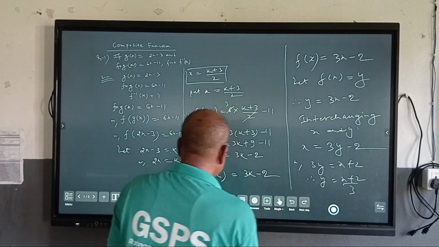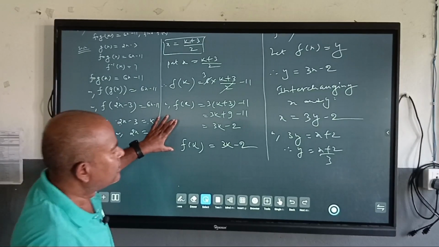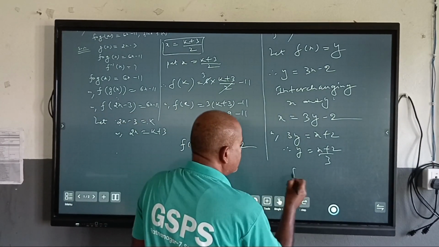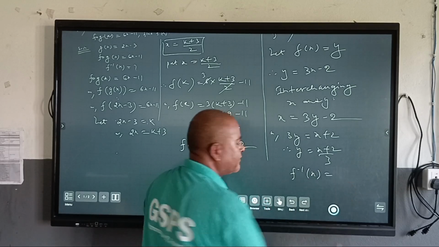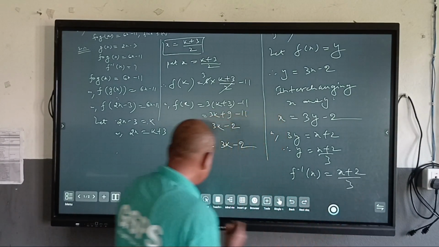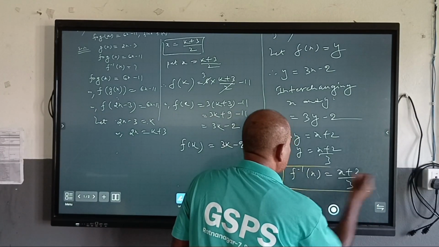So dear students, now this is the inverse. This we can write as f inverse of x equals (x plus 2) by 3. So dear students, this is the required solution.